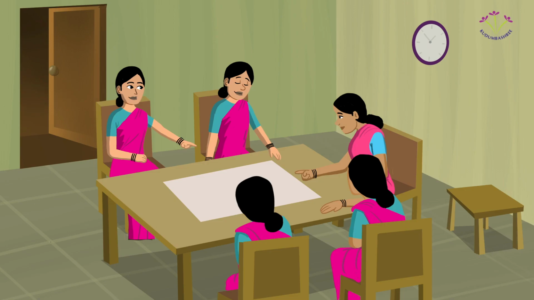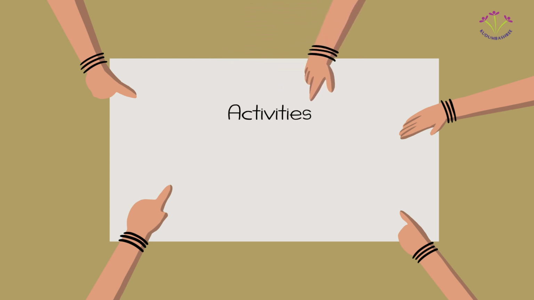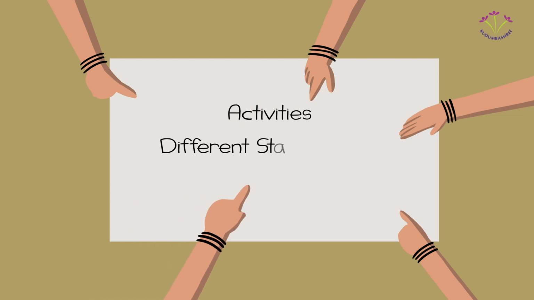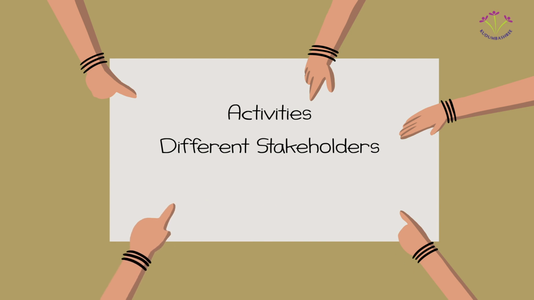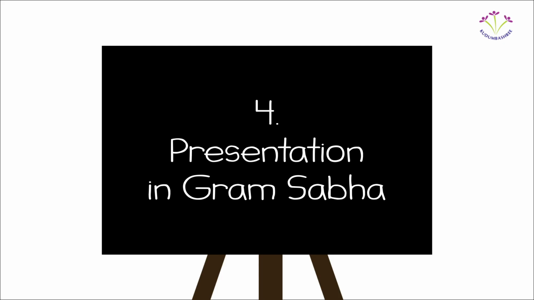After finalizing the social issue, a plan will be prepared around the same, and this step is known as drafting of the social development plan. The plan on social development will have to mention the activities that can be undertaken in the village to address it with the help of different stakeholders like Panchayat and line departments, along with the budgetary requirements for each activity.